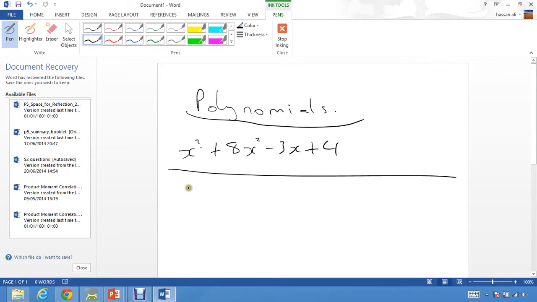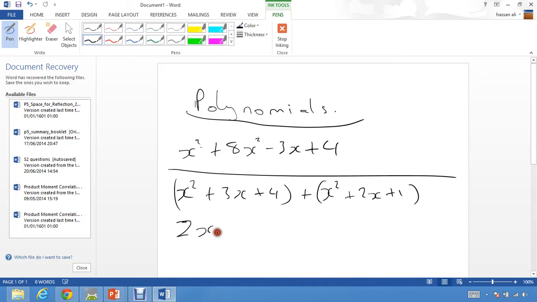Now, you should know how to add your polynomials. So for example, if you had x squared plus 3x plus 4, and I was adding that to x squared plus 2x plus 1, all you do, you just add your like terms. So you would get 2x squared plus 5x plus 5. Okay, simple enough.